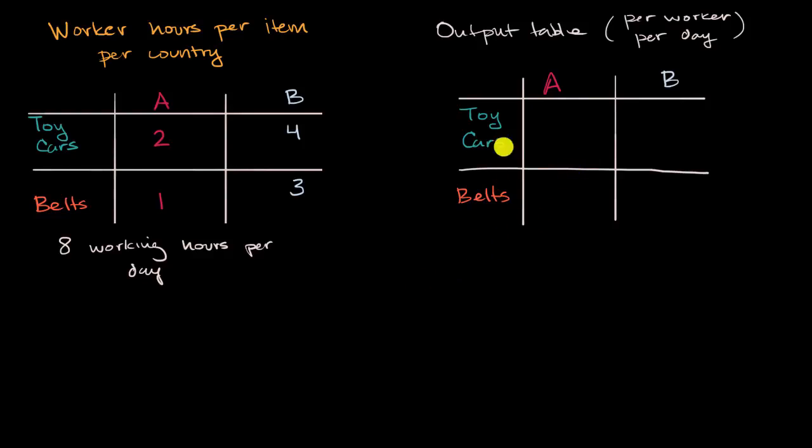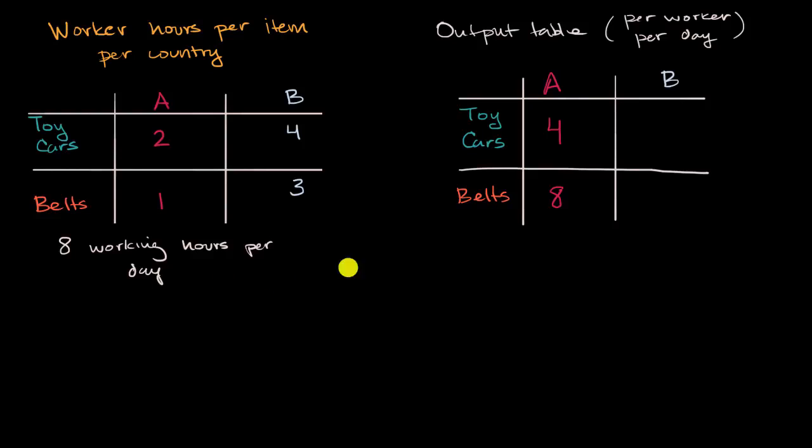So let's see, toy cars in country A. If it takes 2 hours to produce 1 toy car in country A, and if the worker is working 8 hours per day, well then a worker can produce 4 cars. 4 cars times 2 hours is 8 hours. So an average worker per day in country A can produce 4 toy cars. Let me write that in that red color. 4 toy cars. I just took 8 hours and I divided by the number of hours it takes to produce a toy car. Similarly for belts, if I have 8 hours and it takes an hour for a worker to make 1 belt, then per worker per day, 8 divided by 1, I can produce 8 belts.